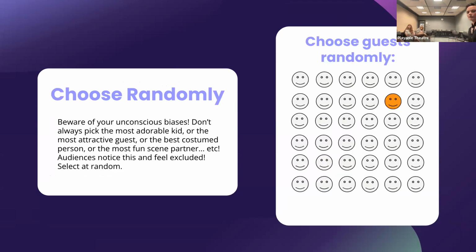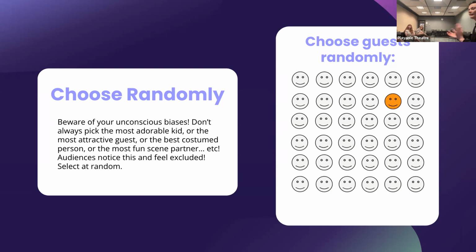Choose randomly. So everybody has unconscious bias, that's just how it goes. This is the way that our brains work. But try and be aware that sometimes you may be picking people based on those unconscious biases. So try your best to choose randomly, because people will notice if you always pick the most adorable kid, or you always pick the person who's very attractive, then people are going to notice that.